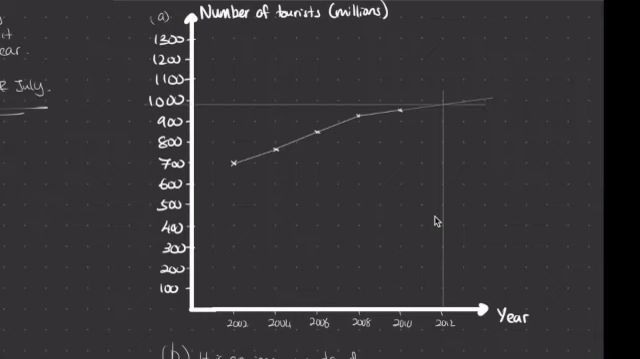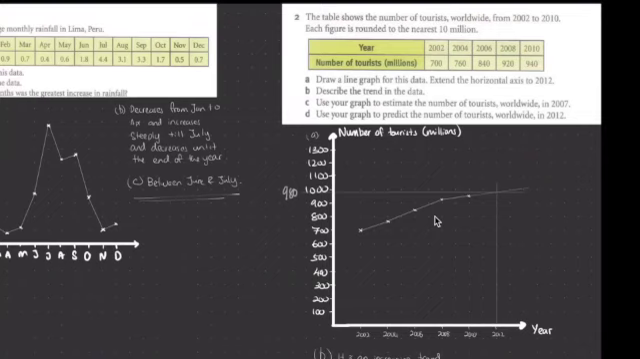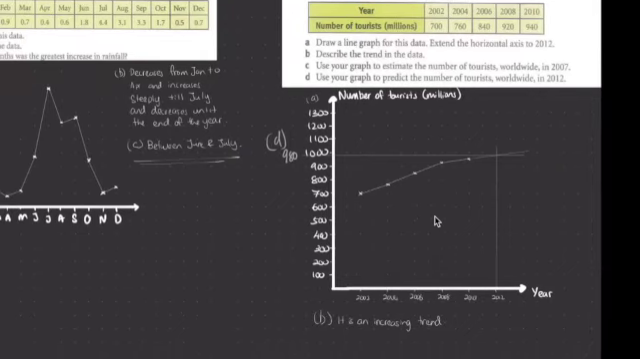Perhaps 980. So you can see, that's for D, sorry. This is for D, 980. For C, we need to predict the estimated number of tourists worldwide in 2017. So 2017 is right here.